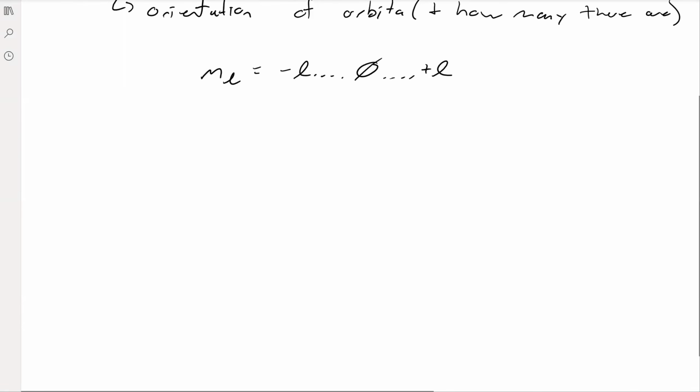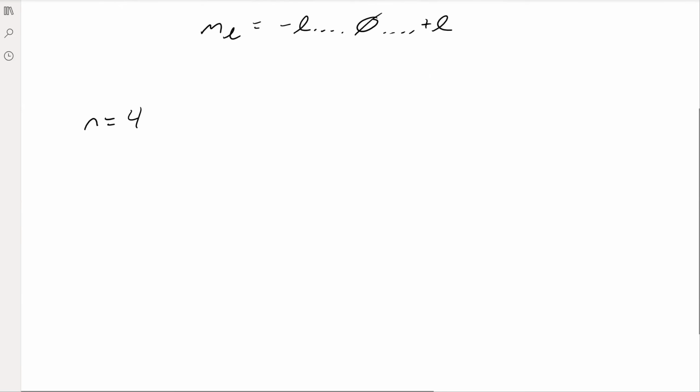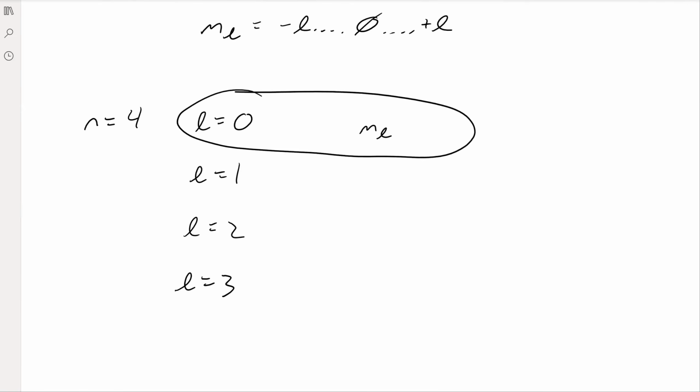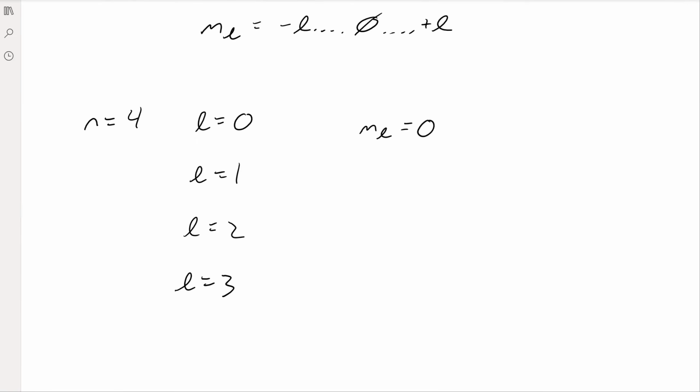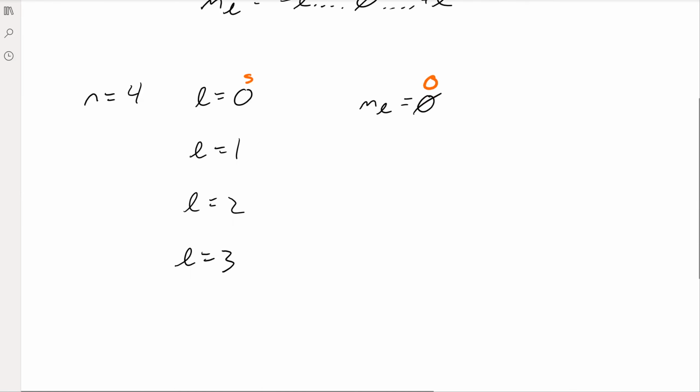So m sub L is allowed to equal from negative L to 0 up to positive L, and only whole numbers, integers. So for example, if n is equal to 4, L can equal 0, 1, 2, and then 3, all the way up to n minus 1, which is 3. Then m sub L, if L is equal to 0, can only be 0. And that's what's known as our S block or our S orbital. And you can tell that there's only one of them, because m sub L can only equal 0.